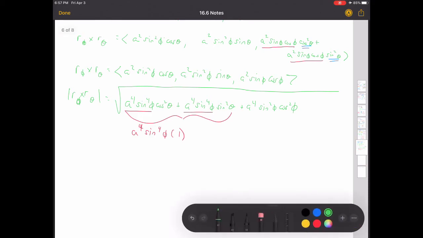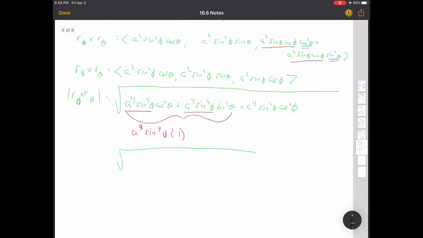So what that's going to give us now is the square root of a to the 4th sine to the 4th phi plus a to the 4th sine squared phi cosine squared phi.